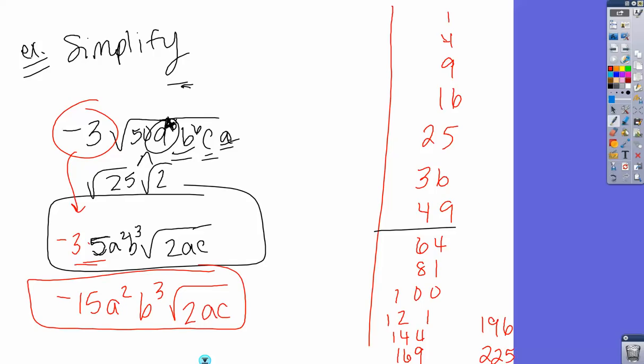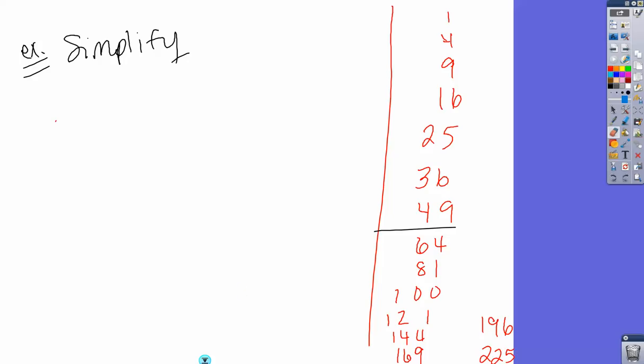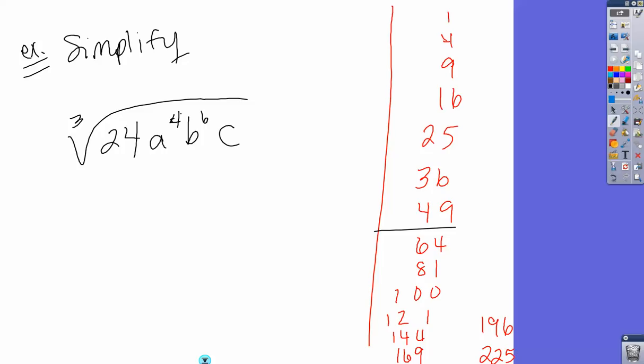And this would be exactly the same thing if it was a cube root. I just would be dividing by groups of 3. So let me real quick do one problem where we do have a cube root, and then I will move on. So let's do the cube root of 24, a to the 4th, b to the 6th, c to the 7th. And let's put a 2 on the outside.